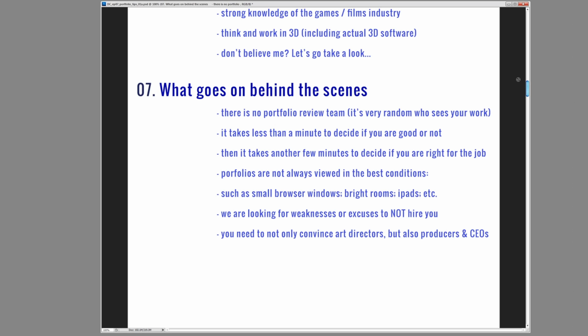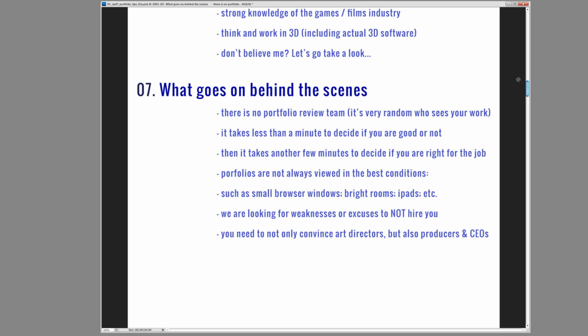Because the lead designer who writes the story and the in-game balance and things like that, they're also interested in looking at concept art, right? The CEOs, obviously. So it's very random. So there's no review board. So you gotta make sure that this stuff is seen and pleasing to everybody.